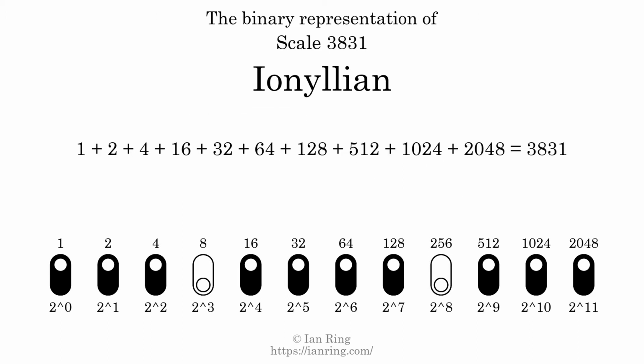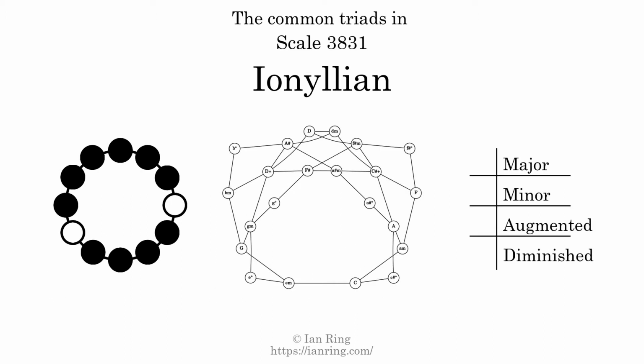The powers of 2 that are present in the scale, all added together, equals 3831. That is why the scale number, in decimal, is 3831. The scale number not only enumerates the scale with a unique index, but it also literally describes the tonal content of the scale. Represented as a binary number in base 2, the scale number is 111011110111. Here are the common triads present in this scale.